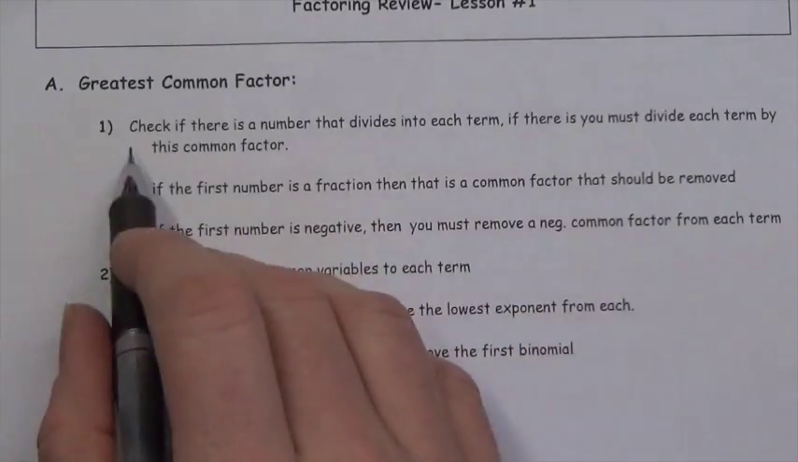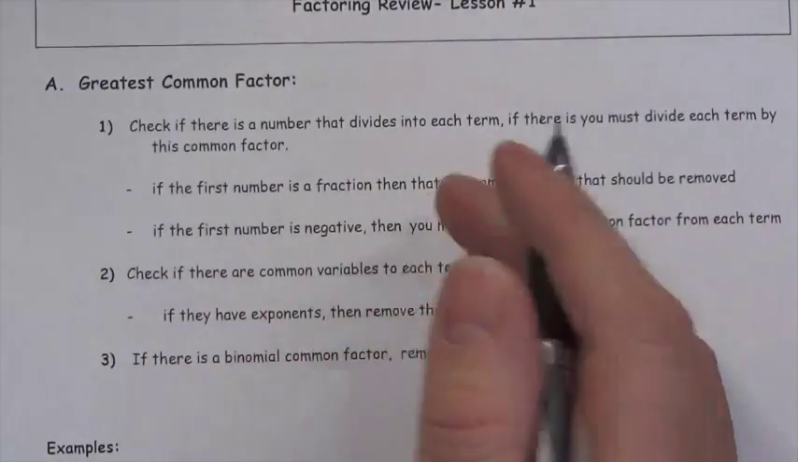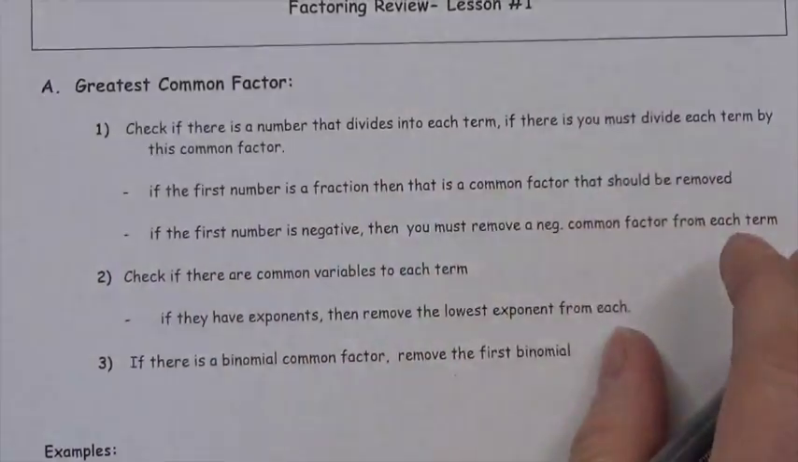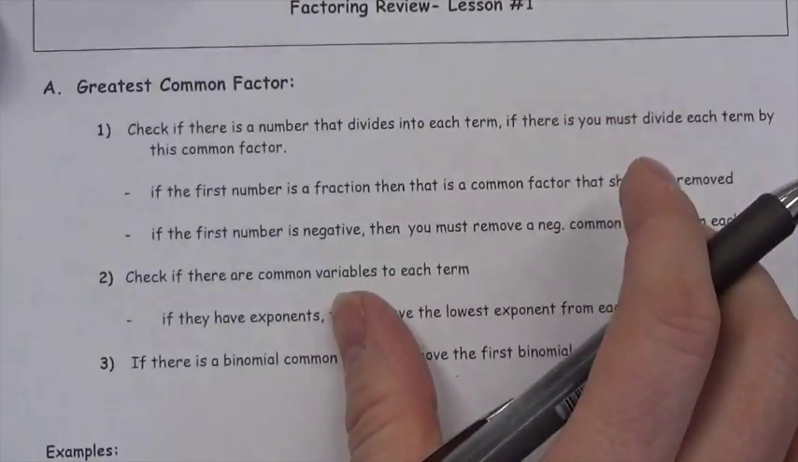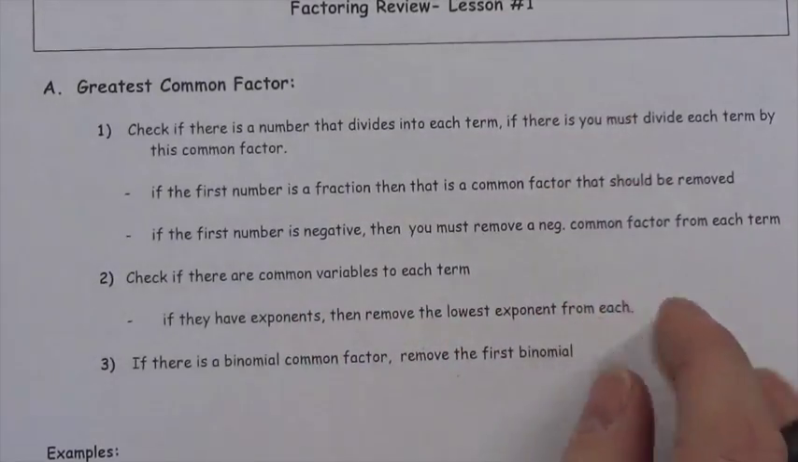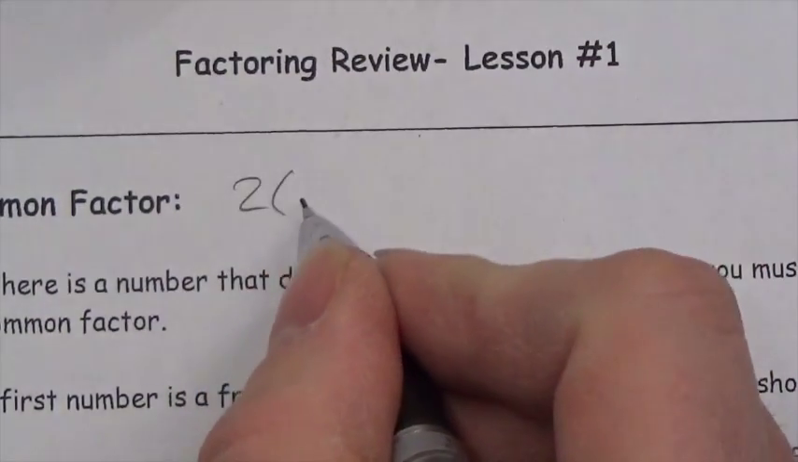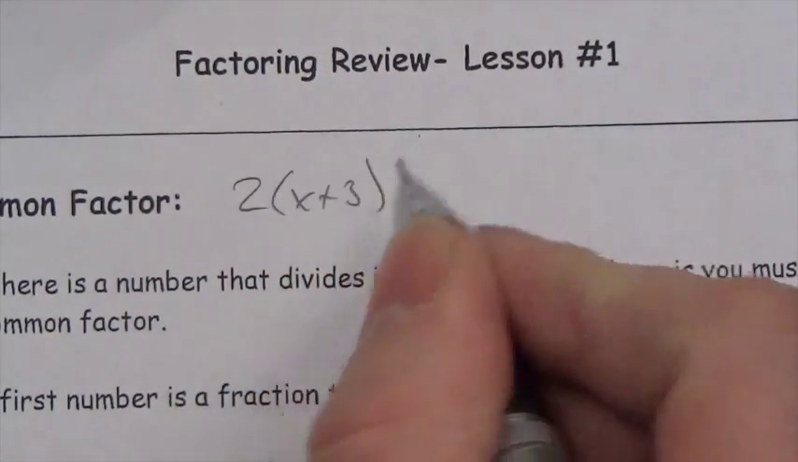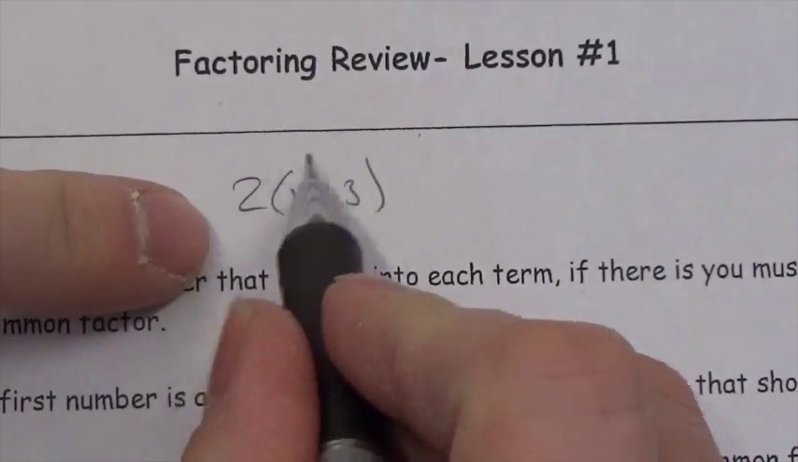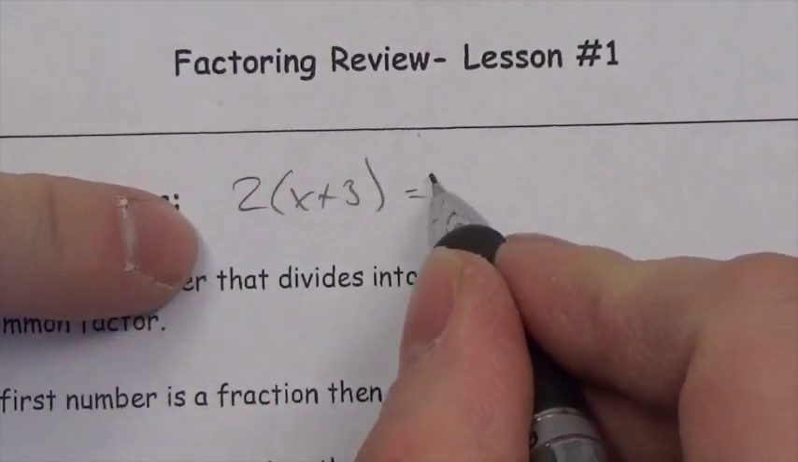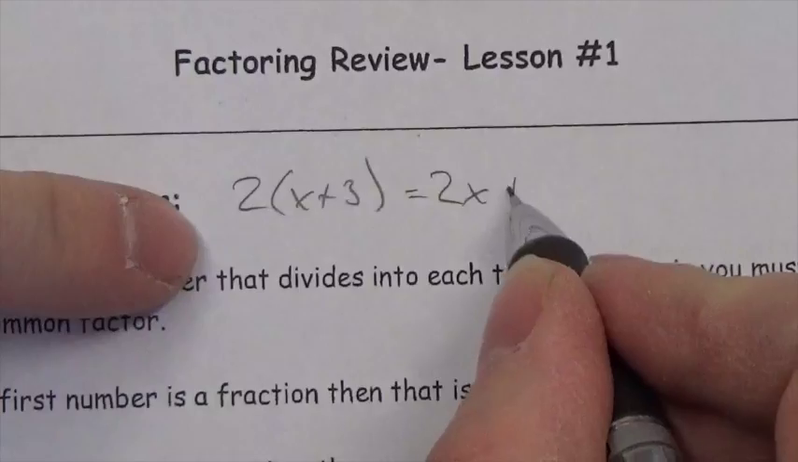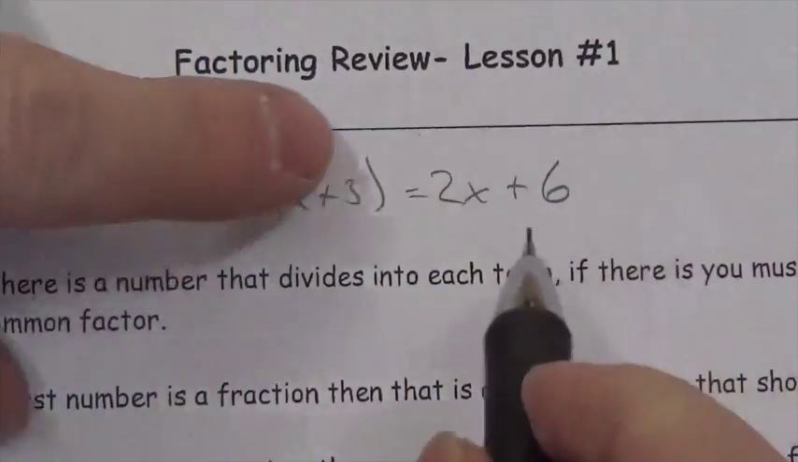First of all, you're going to check and see if there's a number that is a factor of every term. We're going to look at the coefficients first. If I've got, for example, 2 times (x plus 3), remember that the 2, when you multiply that out, gets distributed through. So that becomes 2 times x plus 3 times 2 is 6.